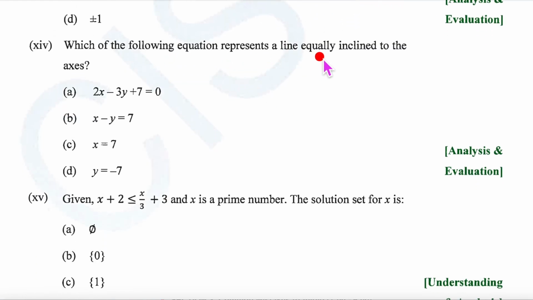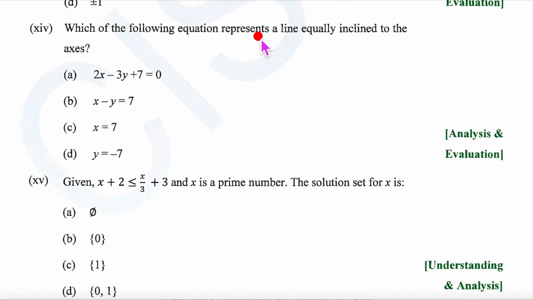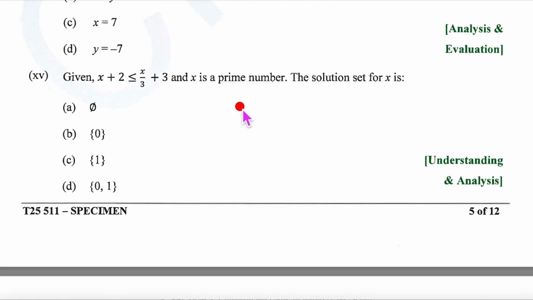The equation represents the line equally inclined to the axes. Equally inclined with the axes means tan 45 degrees will be the slope, or the tan of minus 45 will be minus 1. So you have to check with this. Each one of them you convert as y is equal to mx plus c.